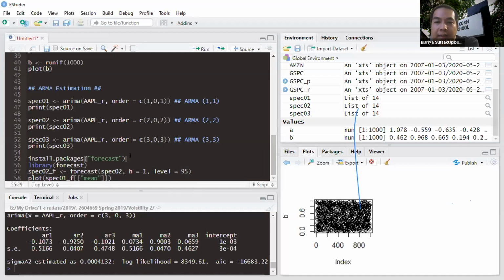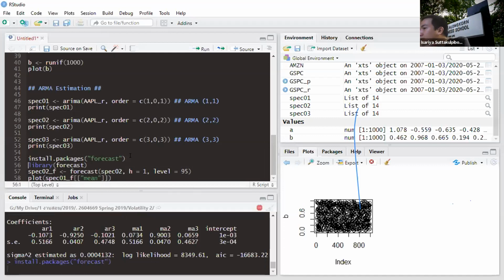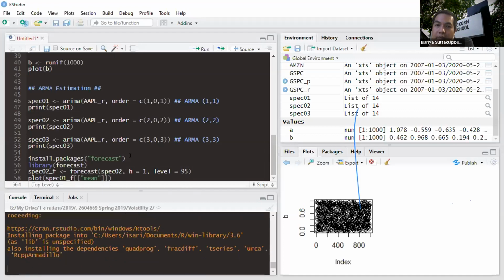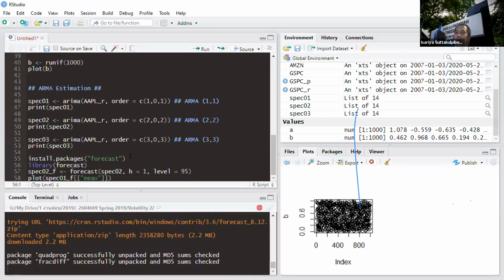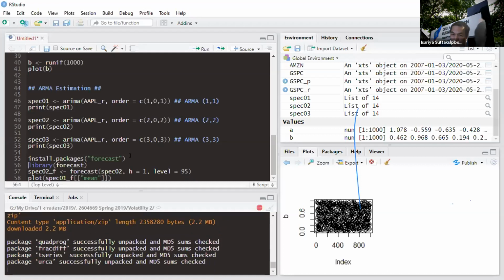All right, let's install. I believe that forecast is already in my computer. Yeah, it looks like it doesn't. It's gonna take a while. Hope there's no error message.